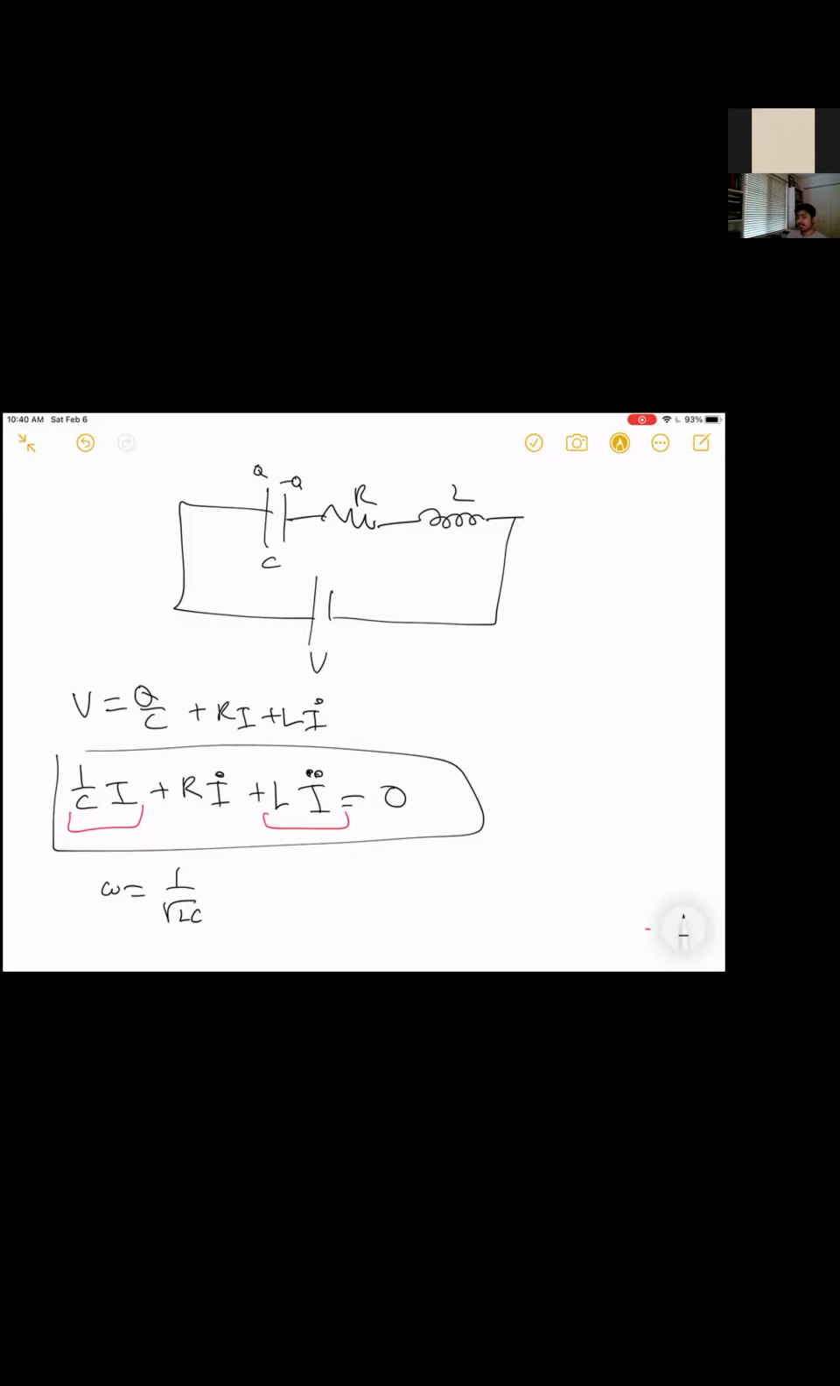So a pure oscillation has no energy loss. And then if we add a resistance, which literally dissipates energy through heat, we expect there to be energy loss. And as we see, a damped oscillation has energy loss. So it makes sense that the resistance is a damping term and it damps an oscillation.